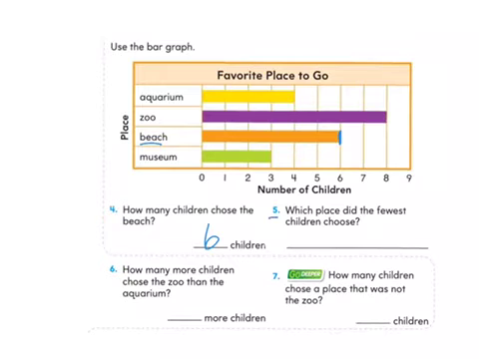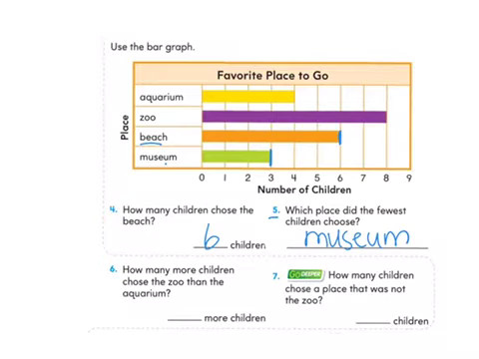Which place did the fewest children go? So this one, I just need to look at what bar is the shortest, because that means the least amount of people voted for that. In looking, my smallest bar is the museum. So the fewest kids chose the museum as their favorite place to go.